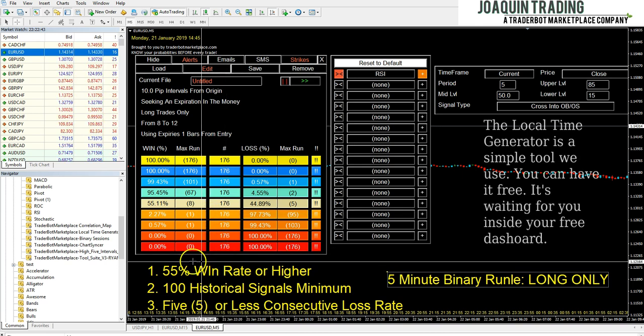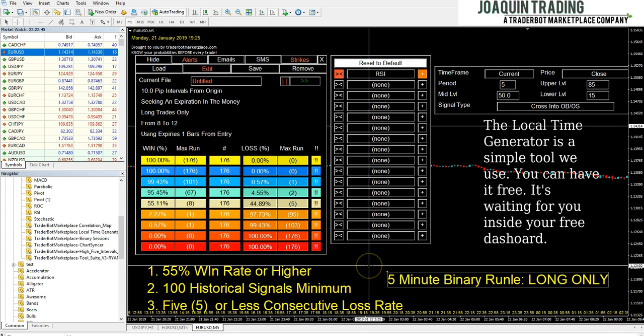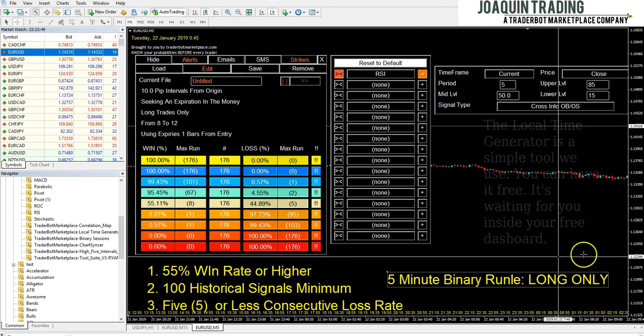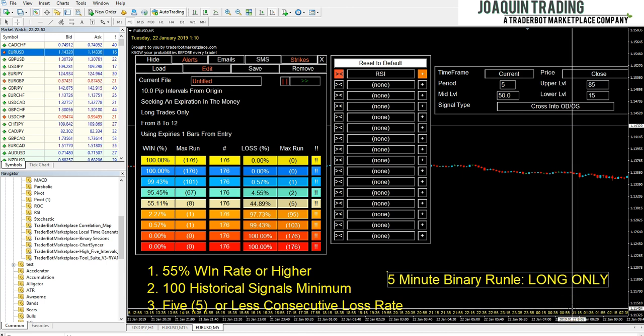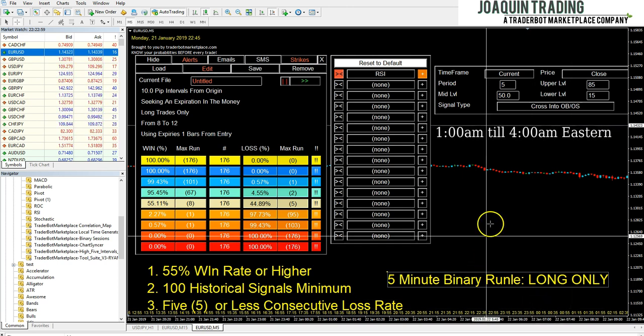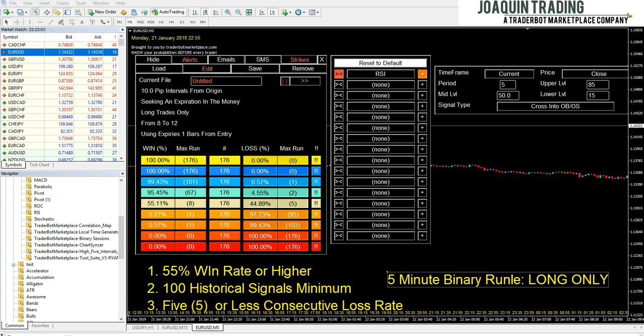So 8 would be, let me find it on here, it's down here at the bottom. It would be 1 a.m. 2, 3, 4, 1 to 4 a.m. There you go, 1 to 4 a.m. Sorry. Now we need to find out Nadex.